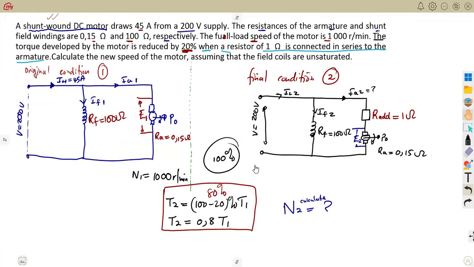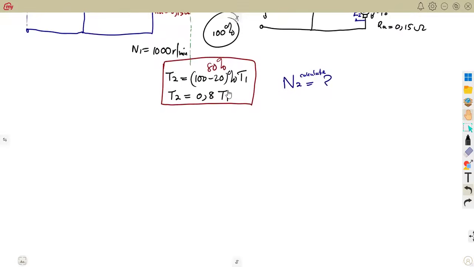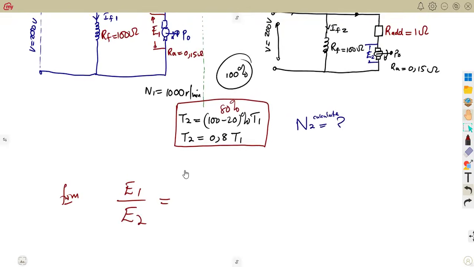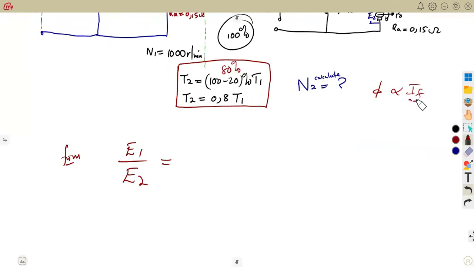So I said back in our formulas, this is the first stage. The second stage is to write the equation for the speed control, which is your main speed control formula. So from our main, which is E1 over E2, considering what you're given, we remember there are 2 formulas there, but from what we have, we are not given anything that has to do with flux. Remember, flux is proportional to the field. So if you're not given flux, work with the field. So you're going to use the formula with the field.